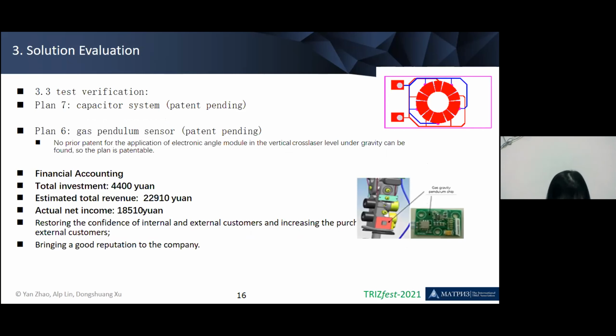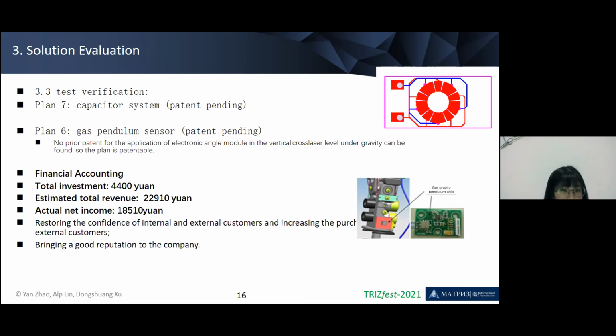As for the sixth and the seventh plan, these two plans are advanced, but it takes a very long time to develop. So we consider that maybe in the future we can use these two plans to develop some new products. And we also found that there is no related patent that has been applied. So we think it is patentable, and we are applying for the patents now.